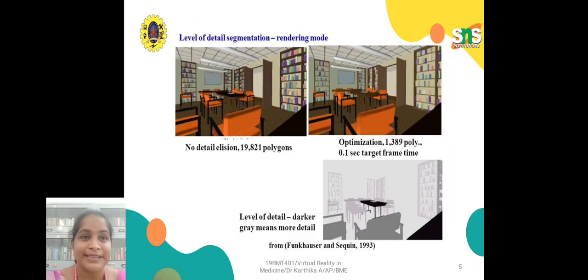See the level of detail segmentation in a rendering mode. First one, no detail elision, 19821 polygons. And the second one, with the help of optimization, 1389 polygons with a 0.1 second target frame time. The third one is level of detail, where darker gray means more detail. So whenever we improvise our optimization algorithms, we will get better output in the VR environment.